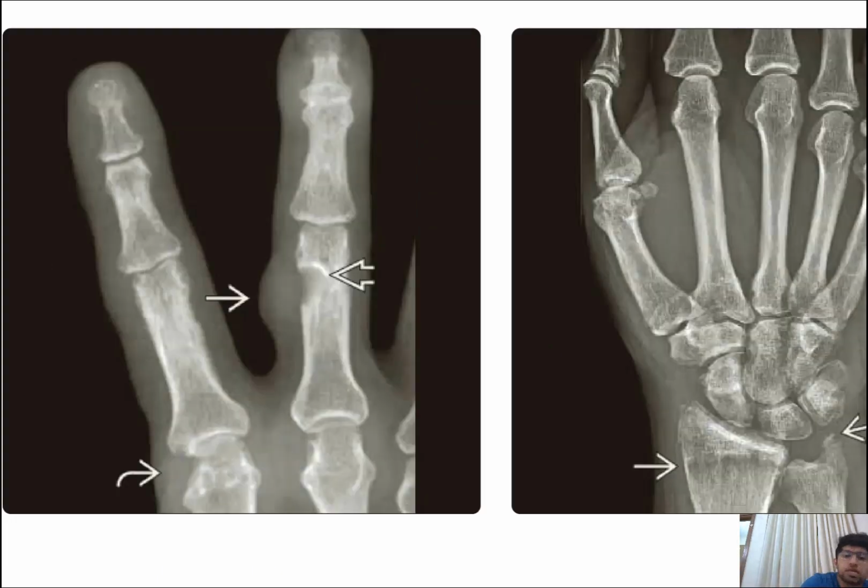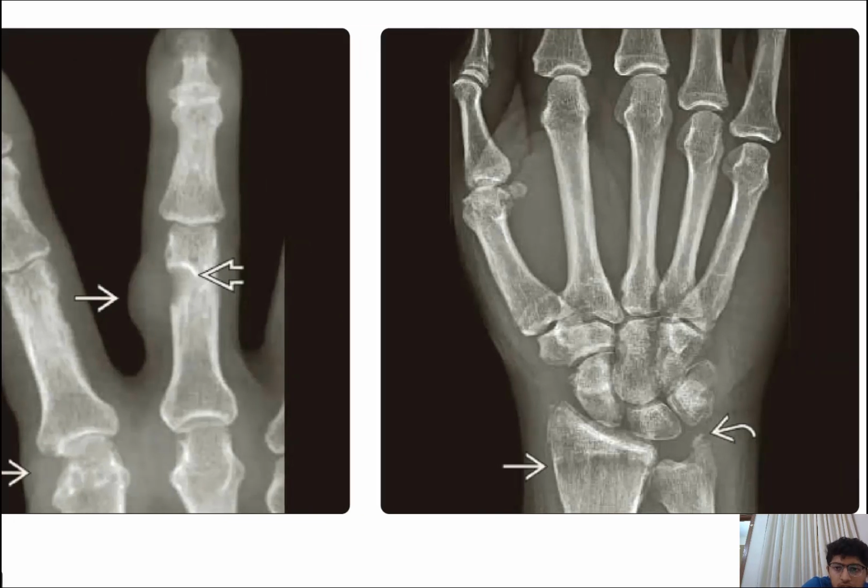The other findings that are classically seen here include the rheumatoid nodules, which are causing adjacent erosions of the bones. And also if you see in this metacarpophalangeal joint, the joint space destruction with marginal erosion is again a classical case of rheumatoid arthritis.